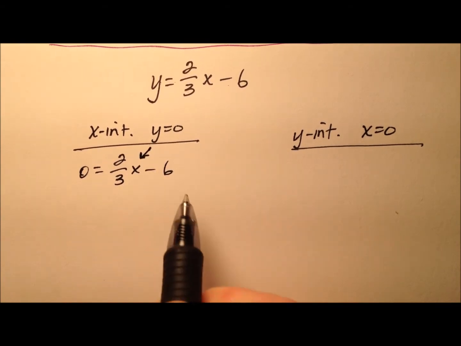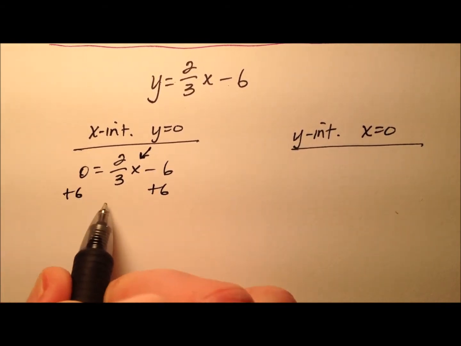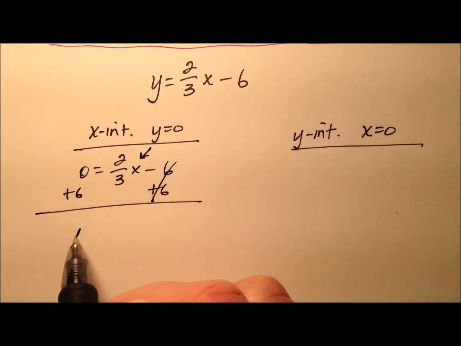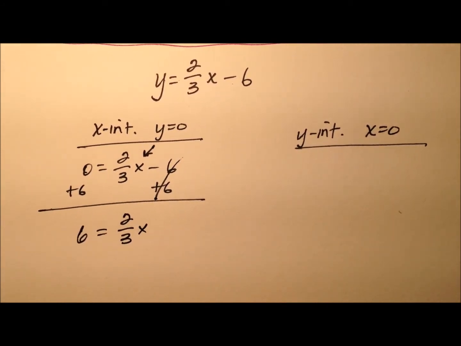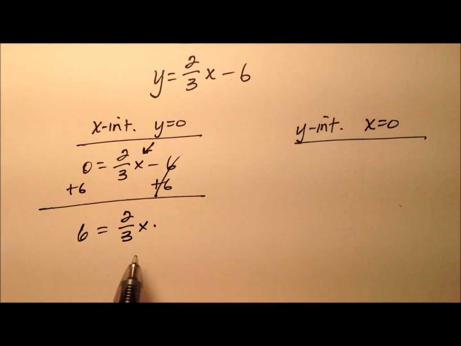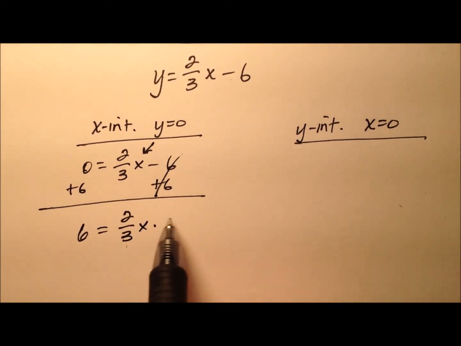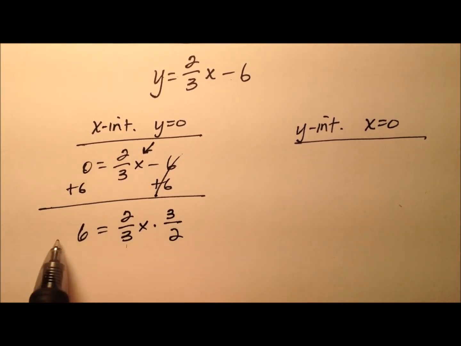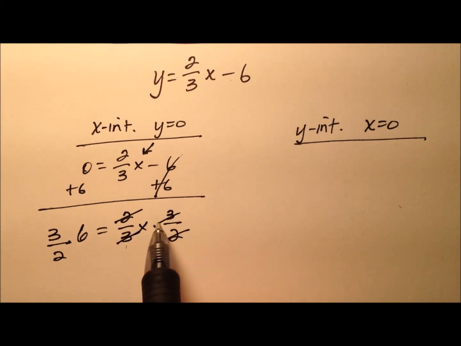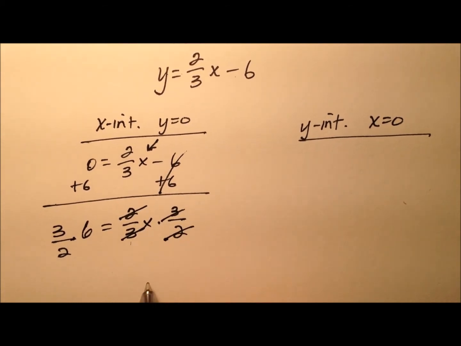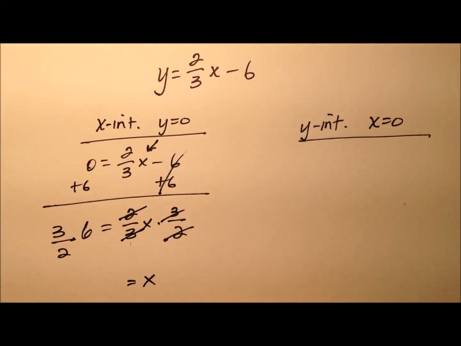So in order to solve for x, I could start by adding 6 to both sides. So I'll have 6 equals 2/3 x. And then to finish isolating this x, we could divide by the coefficient or multiply by the reciprocal. So let's multiply both sides by 3/2. So on the right side, the 2's cancel and the 3's cancel. And again, we do this by design so our x is isolated.